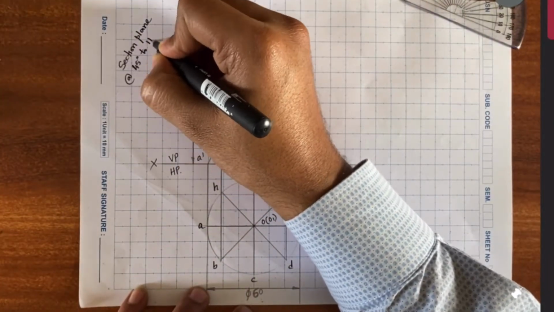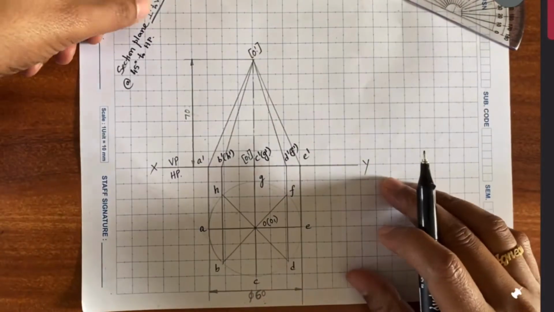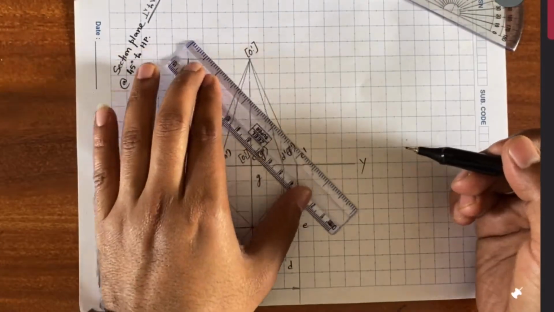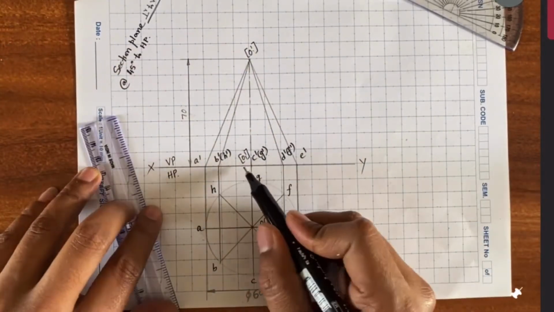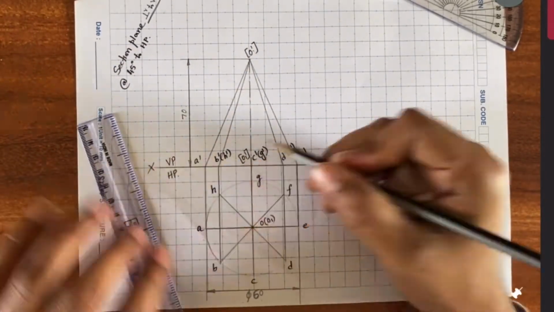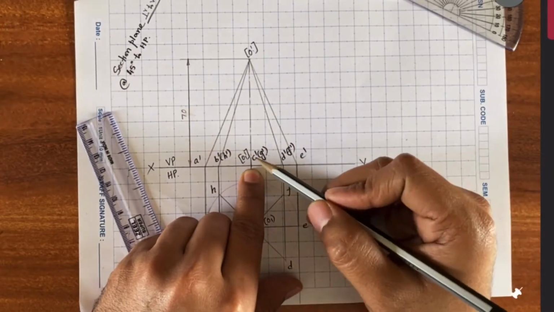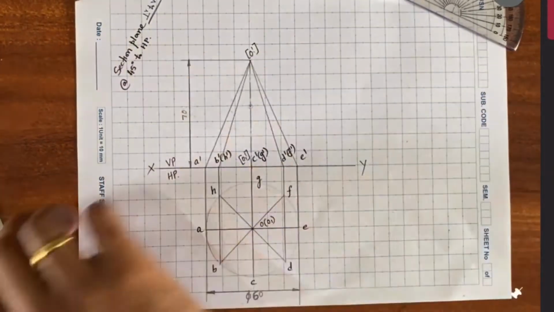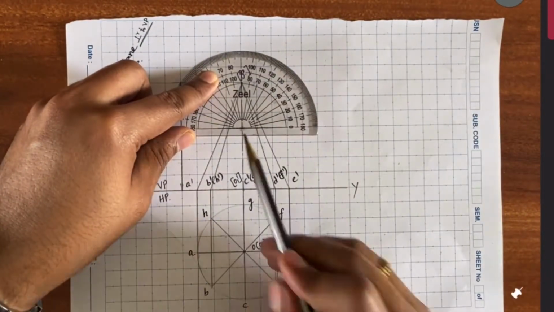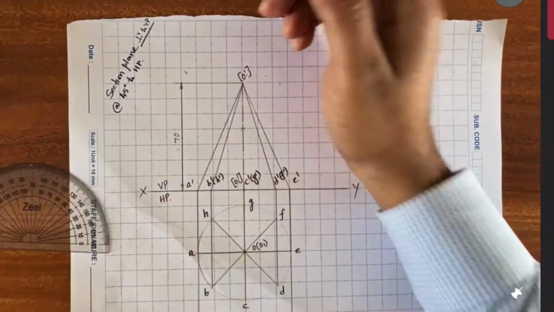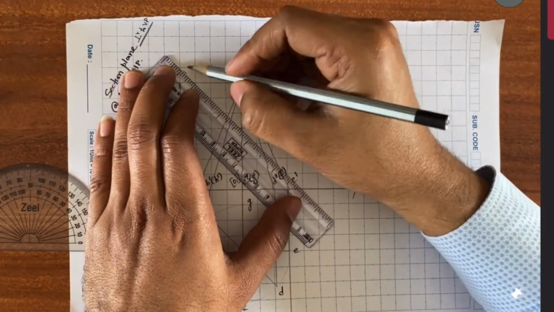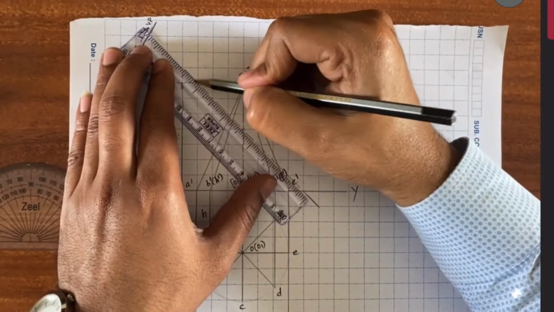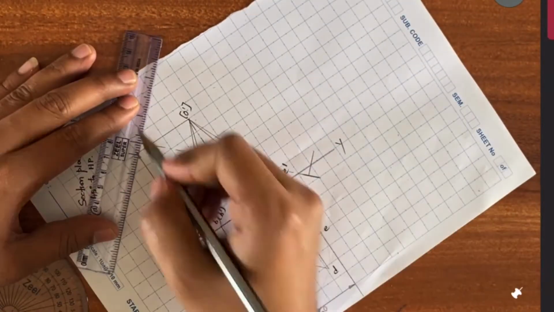The sectional plane data is given as: the sectional plane is perpendicular to VP and 45 degrees to HP. So the angle to HP, you are supposed to draw in the VP. You can draw the sectional plane anywhere, but the condition is that the sectional plane is cutting the axis at 40 mm height from the base. So we'll mark a point at 40 mm height and take a line which is at 45 degrees to the XY line, and that will be considered the sectional plane.